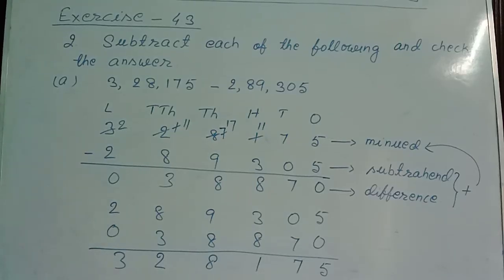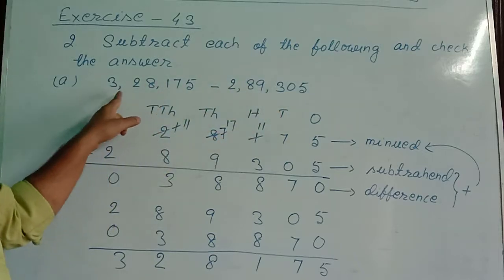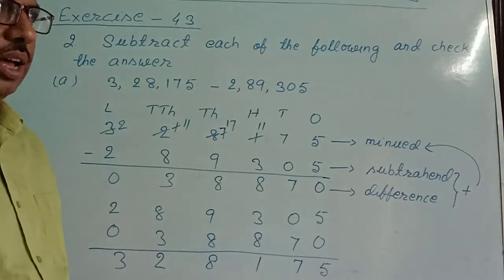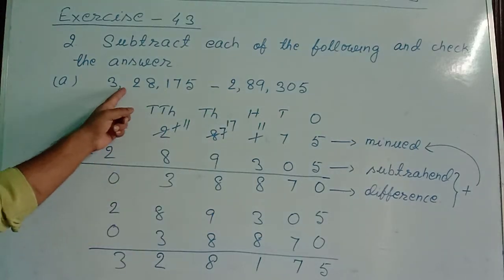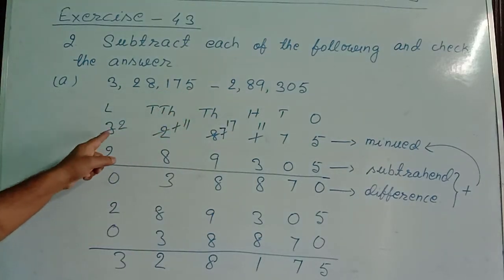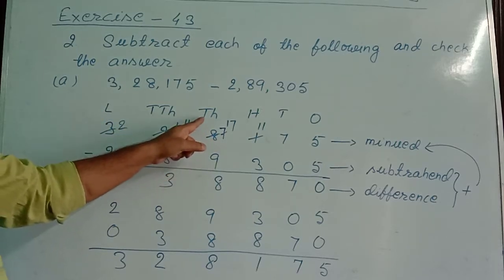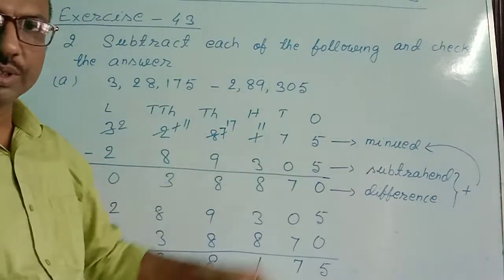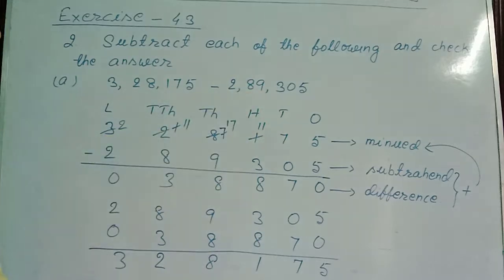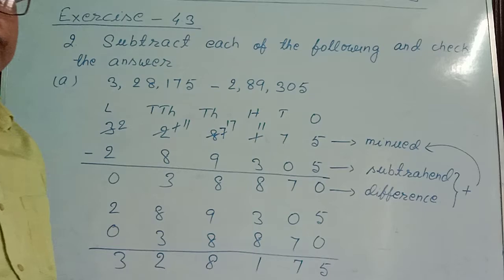Question number 2. Subtract each of the following and check the answer. Subtract 2,89,305 from 3,28,175. I have arranged the digits according to their places. In 3,28,175, 3 will come at lakh place, 2 will come at 10,000 place, 8 will come at 1,000 place, 1 will come at 100 place, 7 will come at 10's place, and 5 will come at 1's place. And here 2,89,305, I arranged all these digits according to their places.